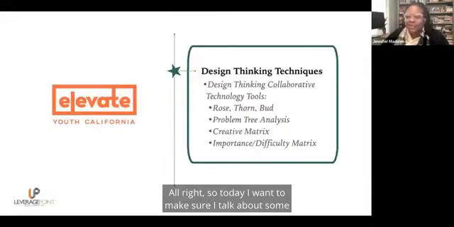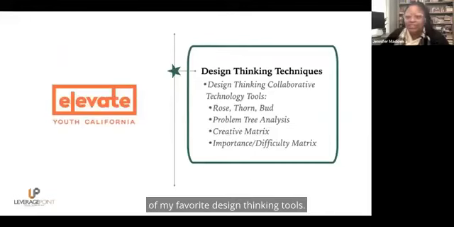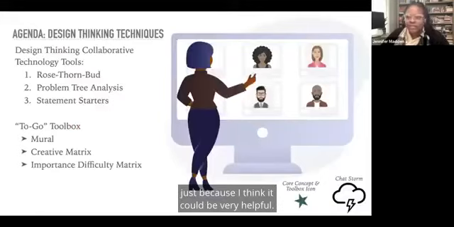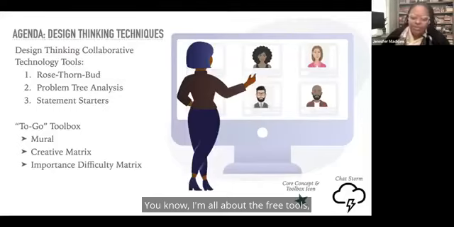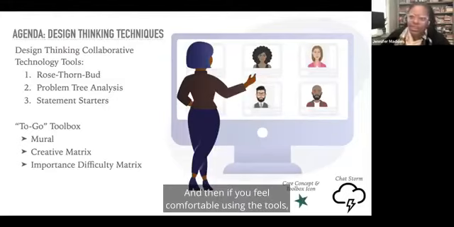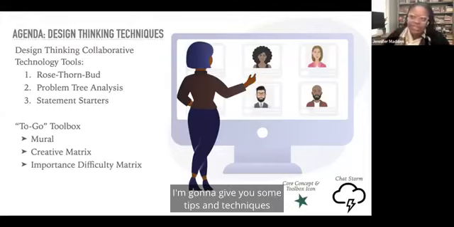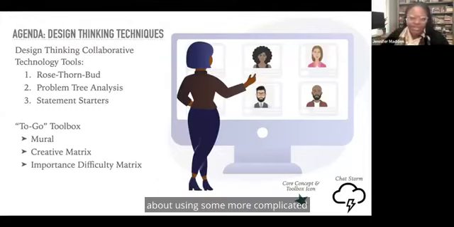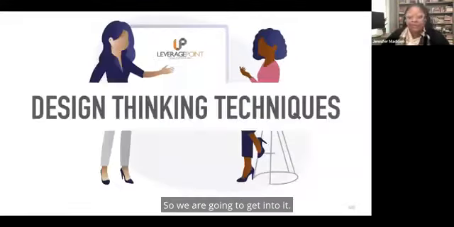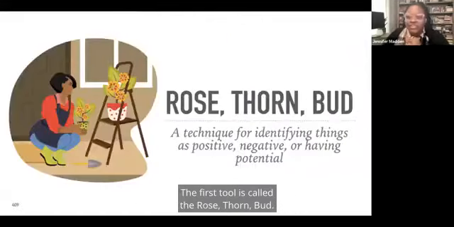All right, so today I want to make sure I talk about some of my favorite design thinking tools, and I put some things in the to go box because I think it could be very helpful. I'm all about the free tools, so I'll talk about the one that I like to use the most. And if you feel comfortable using the tools, I'm going to give you some tips and techniques about using some more complicated design thinking techniques and tools. So we are going to get into it. The first tool is called the Rose Thorn Bud.